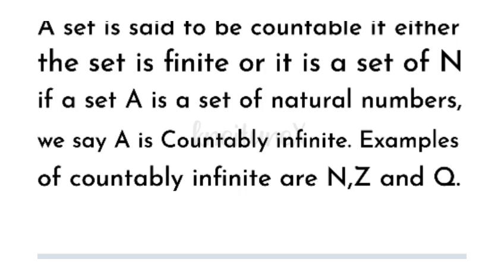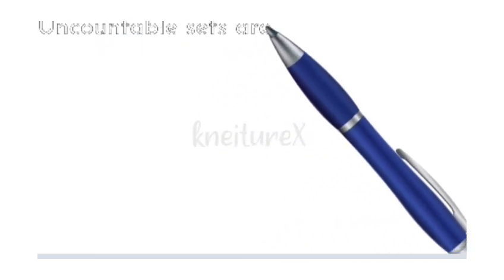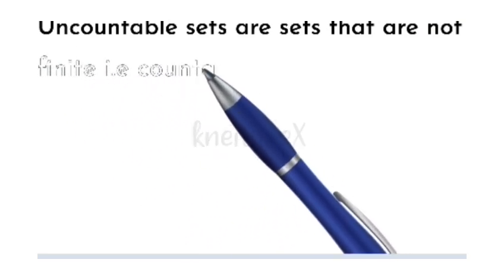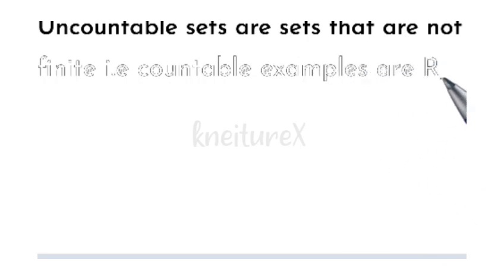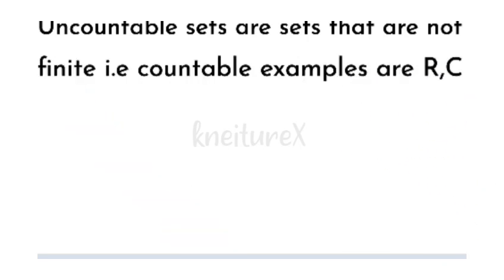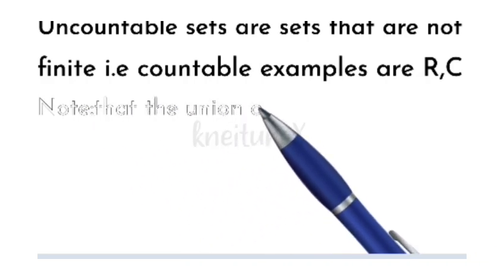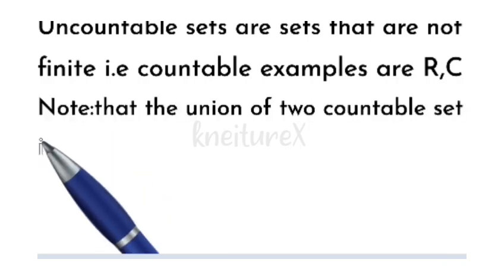Let's look at the next thing, which is uncountable sets. A set is considered uncountable if it is not countable. A set that goes from negative infinity to positive infinity is an example of an uncountable set. Examples are the set of real numbers, subscript R, and the set of complex numbers, subscript C.